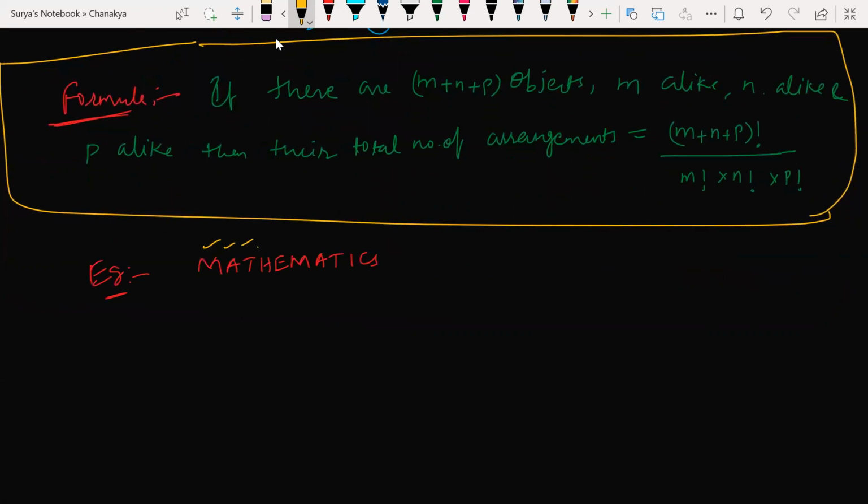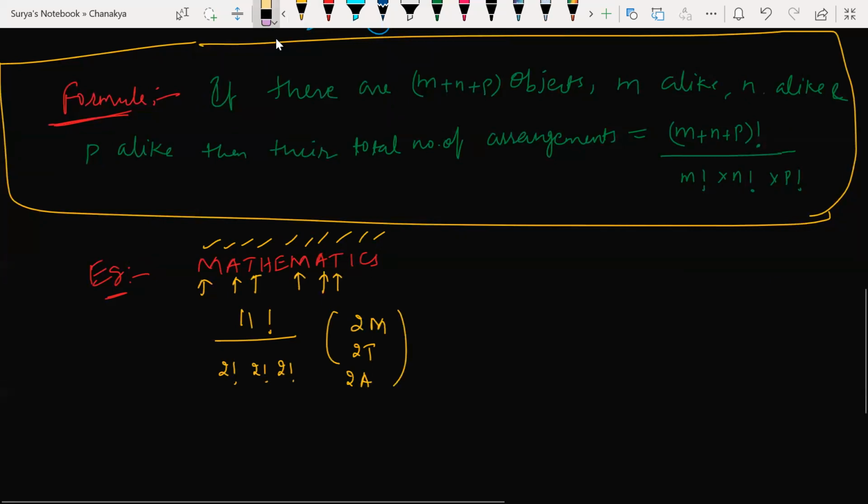Look at this. 1, 2, 3, 4, 5, 6, 7, 8, 9, 10, 11. So total 11 letters I have. So 11 factorial divided by how many m's are repeated here? 1, 2. So 2 m's repeated, right? 2 factorial. And how many a's are repeated here? 1, 2. So 2 factorial. And how many t's are repeated here? 1, 2. So 2 factorial. That is my answer. 2 m's, 2 t's, 2 a's.